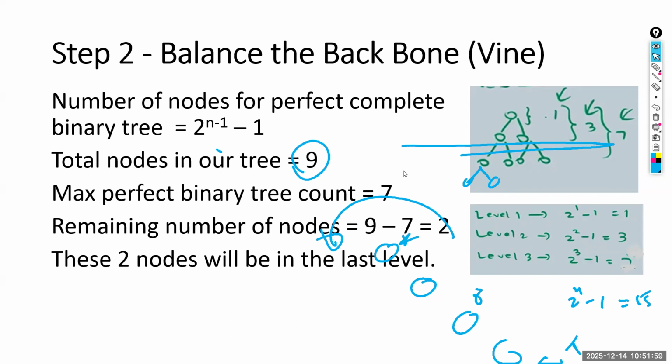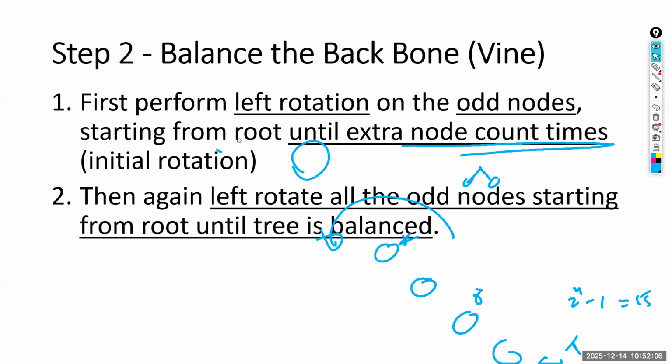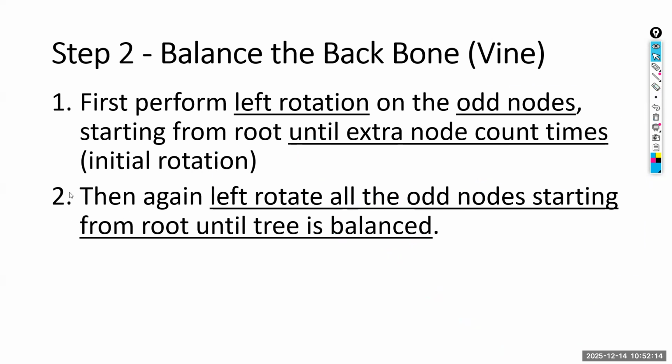Basically, we are going to do those 2 rotations to create these nodes. Okay. So that is your first thing. And that is not difficult once you understand theory. So that is the first part of step 2. The second part of step 2 is then again left rotate all the odd nodes starting from root until the tree is balanced. So then you are done.